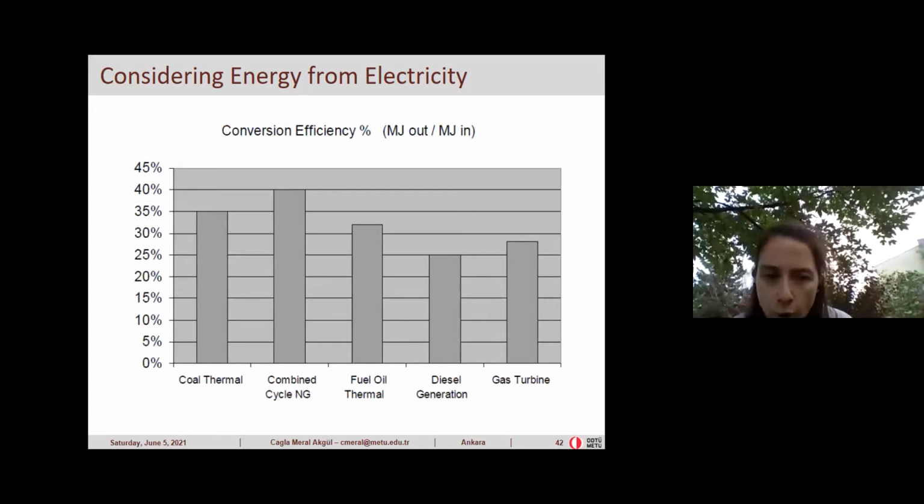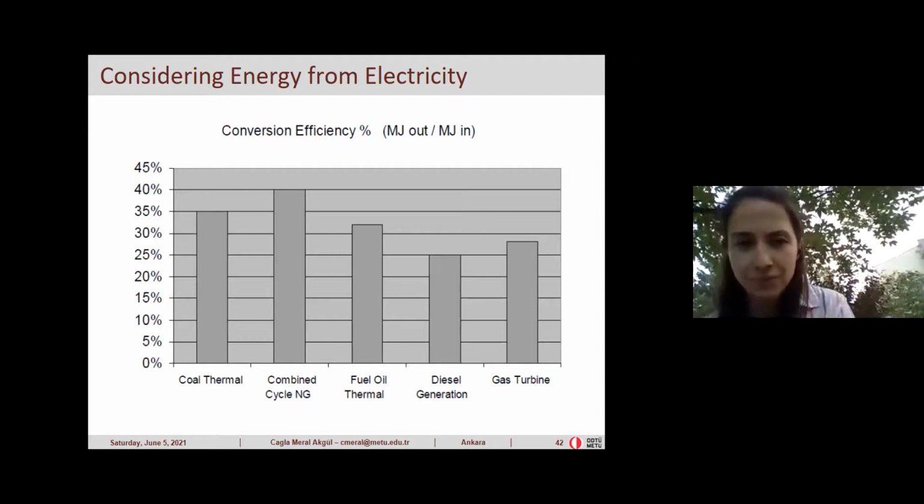Now, coal thermal power plants work at 35% efficiency. So if you give 100 megajoule of energy, you get 35 megajoule of electricity. Is this understood? This was a bit of an unusual thing. And combined cycle and natural gas, roughly 40%. Fuel oil thermal, 32%. Diesel generation, 25%. Gas turbine, 27%. So do you know what the efficiency of solar panels is? Does anyone know? So check it out. What is the efficiency of solar panels, okay?